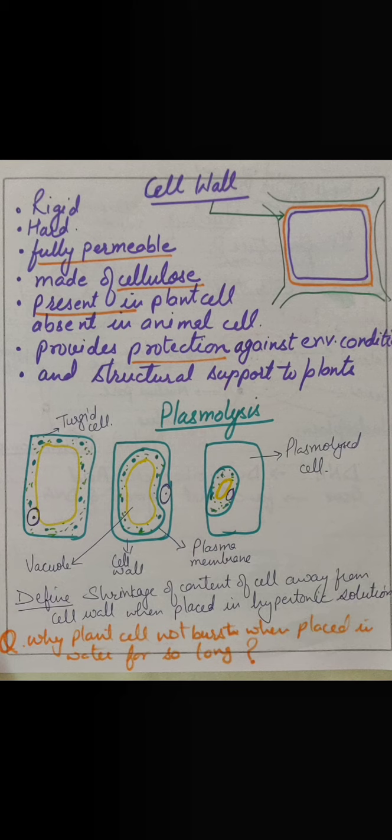It is rigid, it is hard, it is fully permeable, and as compared to the cell membrane, which was made up of lipid and protein, this cell wall is made up of cellulose. Cellulose is a type of carbohydrate.